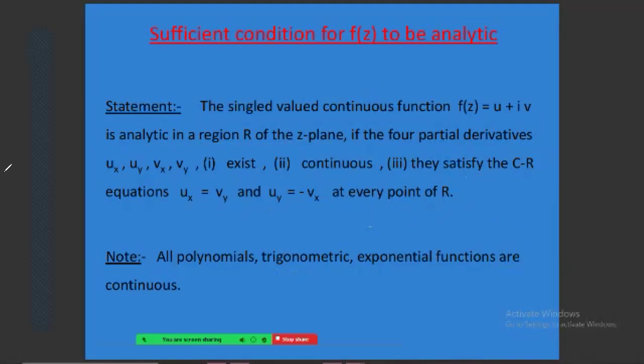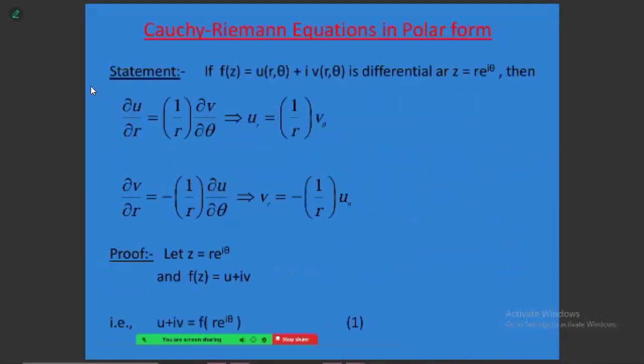Next, we will see the CR equation in polar form. Before, we saw the Cartesian form: f of z is equal to u of x comma y plus i into v of x comma y. Now we are going to discuss the CR equation for polar form.